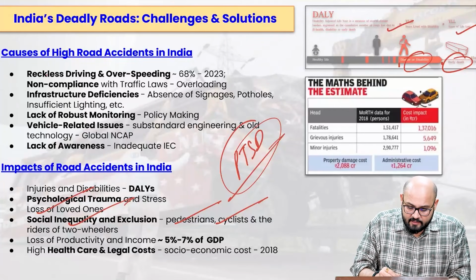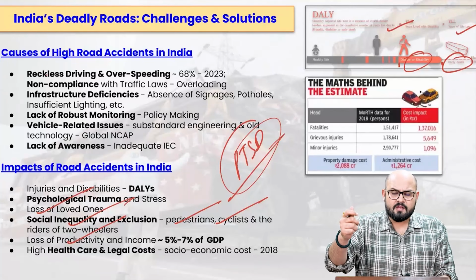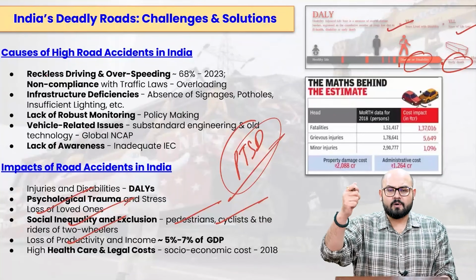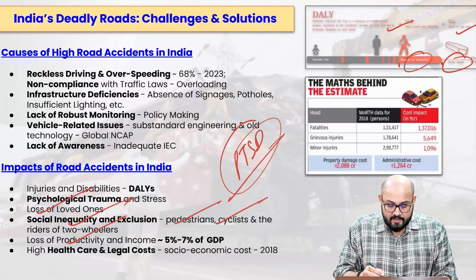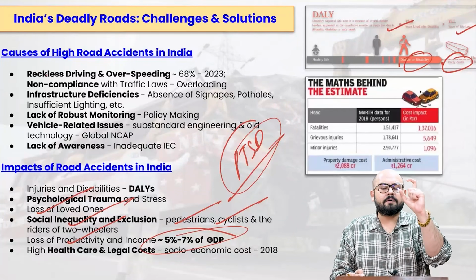Then we have the loss of productivity and income. Let's say a person suffers an accident or he suffers a particular injury. He'll not be able to contribute economically. He'll not be able to go to the workplace. And that would compromise the overall potential of the country. According to an estimate, road accidents lead to the loss of almost 5 to 7% of GDP.